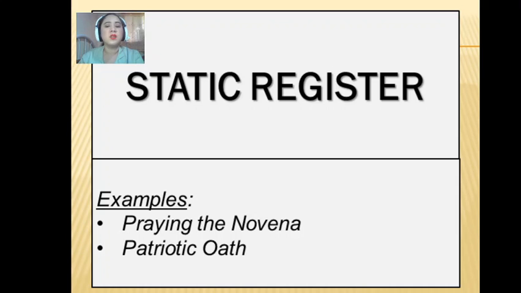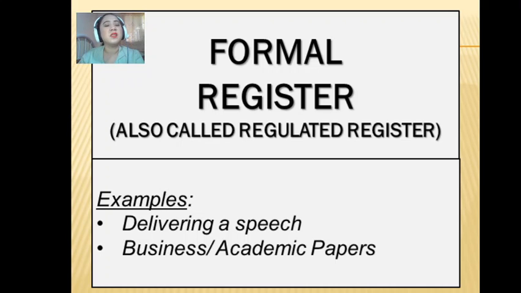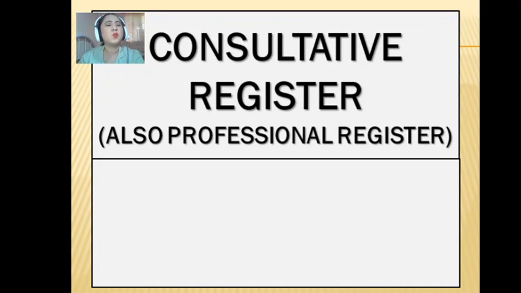The next one is called formal register. Formal register is also referred as regulated register. Regulated or formal because they follow similar rules about their form. They are usually informative and intellectual. Examples of this is when you're delivering a speech or listening to a speech, and of course in business and academic papers.